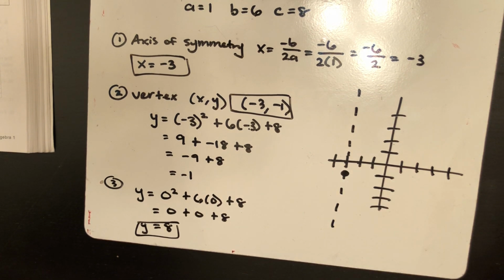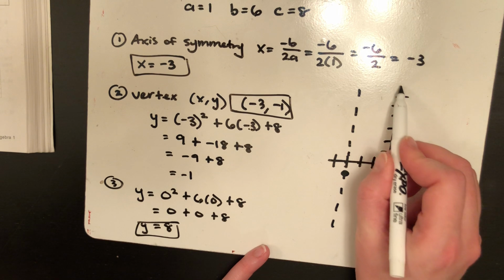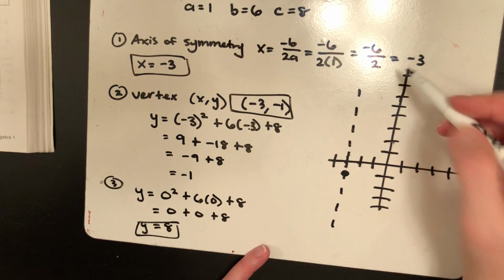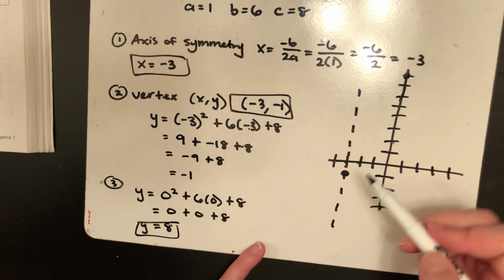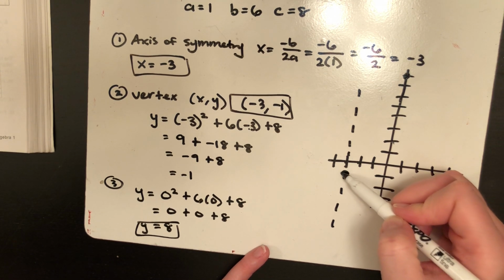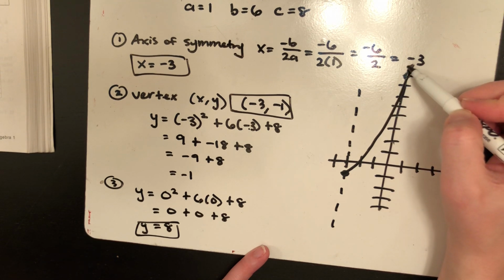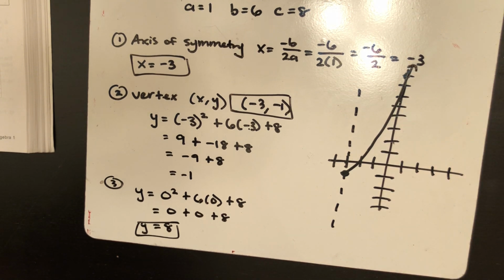And I know that my intercept is at y equals 8. So I did not go up high enough. 1, 2, 3, 4, 5, 6, 7, 8. All right, so if we think about it, we know that this is our lowest point, and we know that it goes all the way up to where y equals 8.